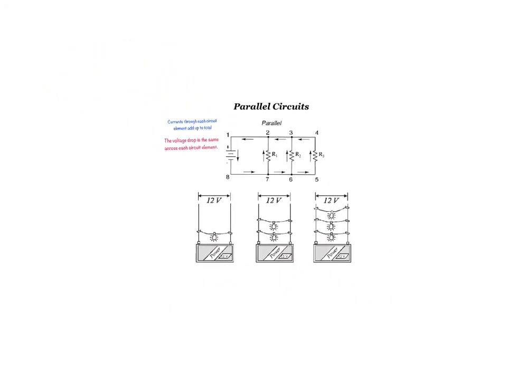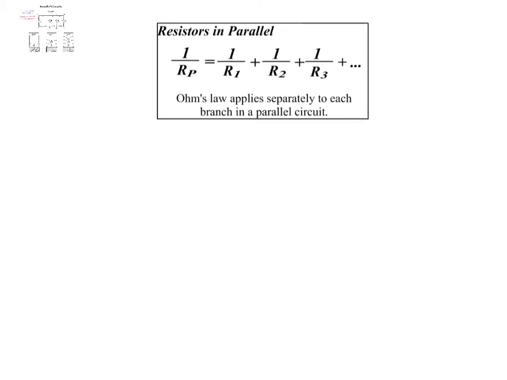Finding resistance in a parallel circuit is a little bit more complicated than in a series circuit. The rule for resistors in parallel is that the total resistance is less than the resistance of any one branch. The reciprocal of the total resistance is equal to the sum of the reciprocals of the resistance of each branch. So Ohm's law applies separately to each branch in a parallel circuit. And so to find the total resistance in a parallel circuit, you add up the reciprocals of the resistances.